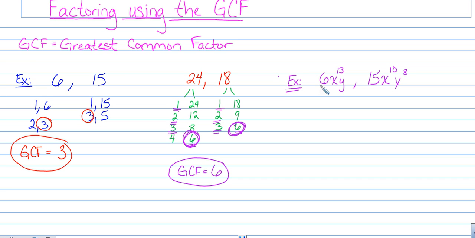Let's now look at an example where we have variables involved. Now I chose to use the same numbers as before, the 6 and the 15, so you'd see that you would do the same thing no matter what. So what is the biggest number that will multiply to give me a 6 and multiply to give me a 15? Well, we said before that that was a 3. So our GCF will contain the number 3.